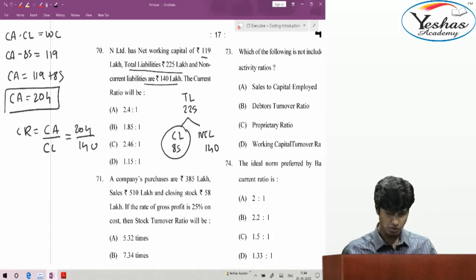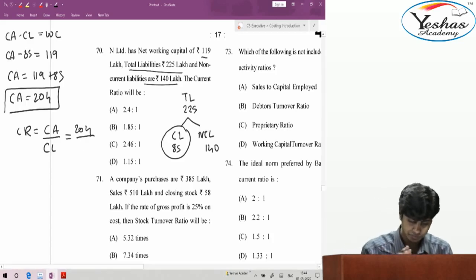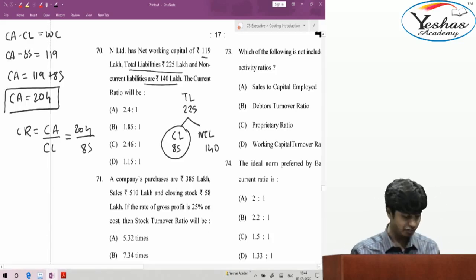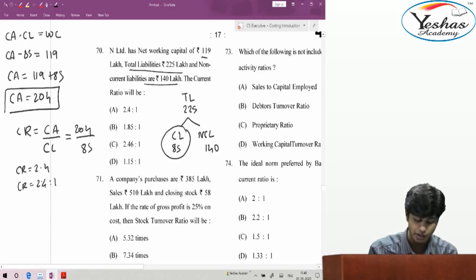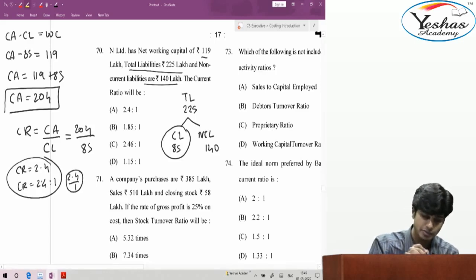Wait, did I miss out on something? Sorry, this is 85. Current liabilities is 85. So 204 divided by 85, my answer will be 2.4. So I can write my current ratio is 2.4, or current ratio is 2.4 is to 1, or 2.4 by 1, anything. That's my answer.